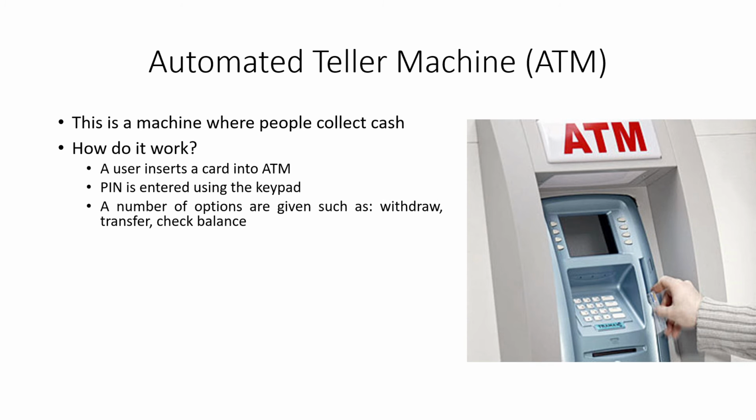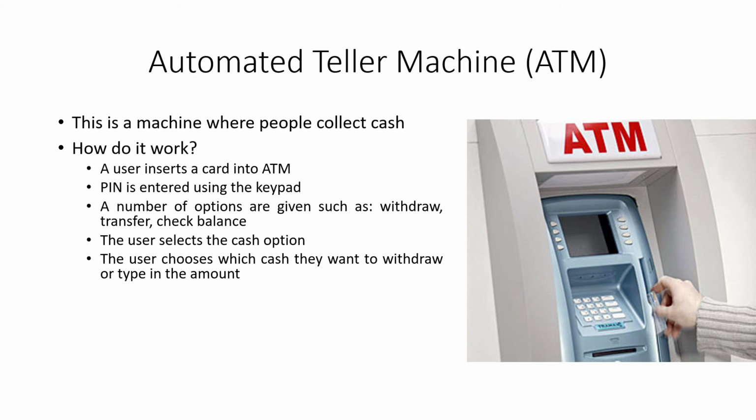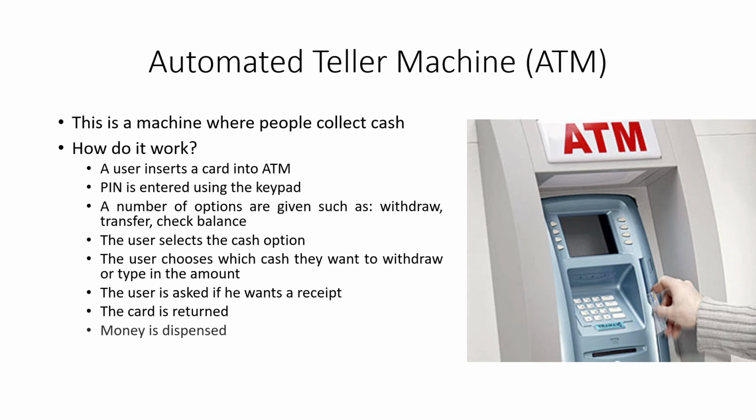A number of options are given, such as withdraw, transfer, and check balance. The user selects the cash option, and the user chooses which cash they want to withdraw or types in the amount. The user is asked if he wants a receipt, and then the card is returned and the money is dispensed. The user's account is then debited.